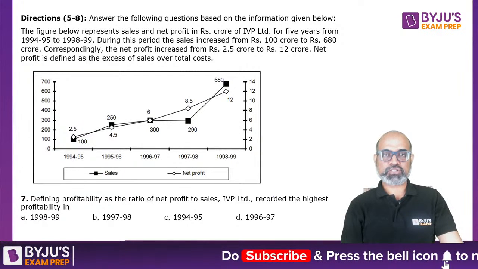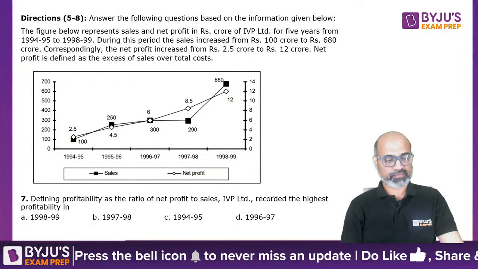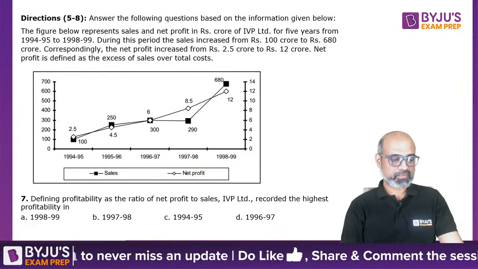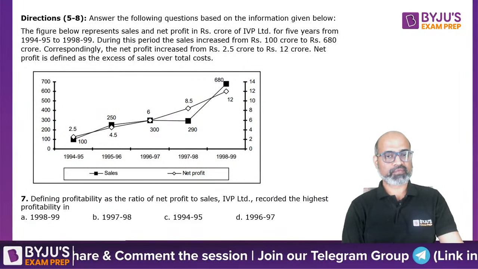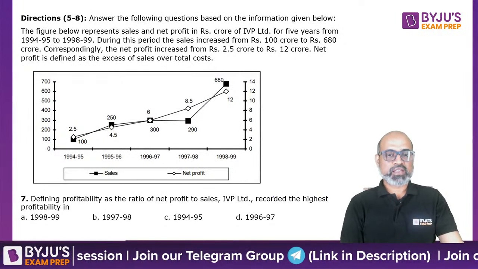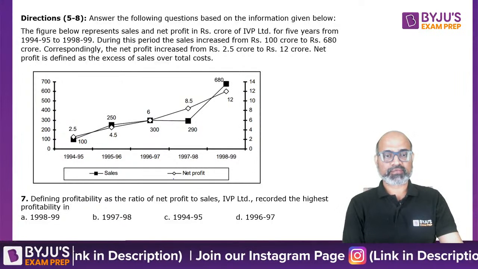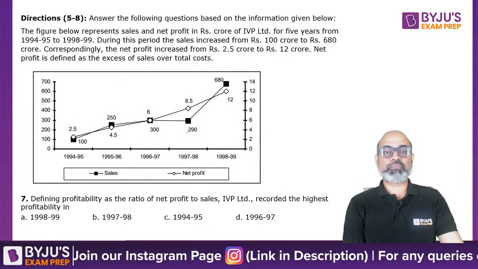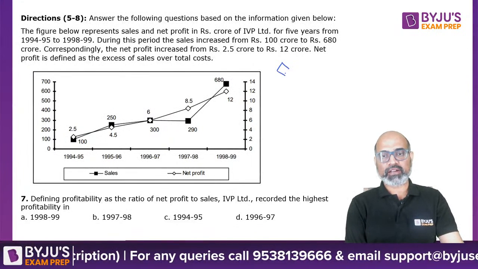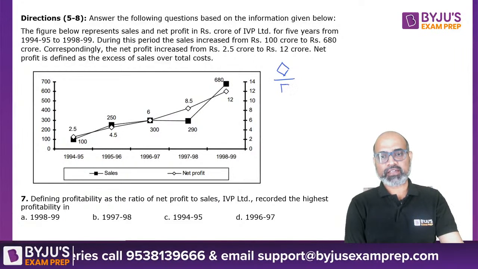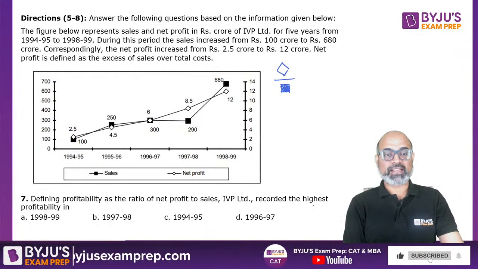So will we be solving these, or we can solve it faster? See, net profit would mean the diamond, right? And sales would mean the black square. We need to calculate diamond divided by the shaded square. And we need to find the highest of this.